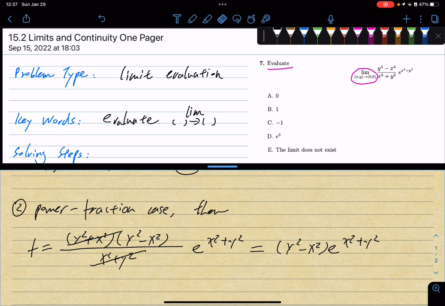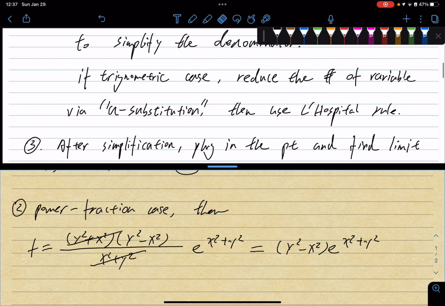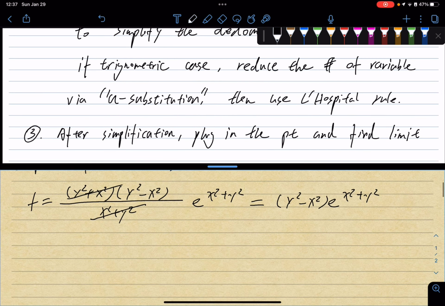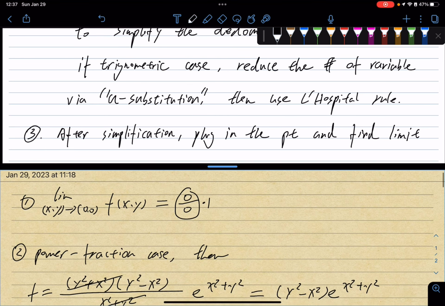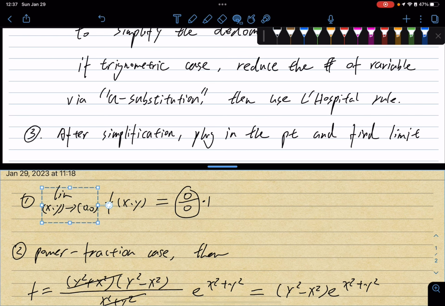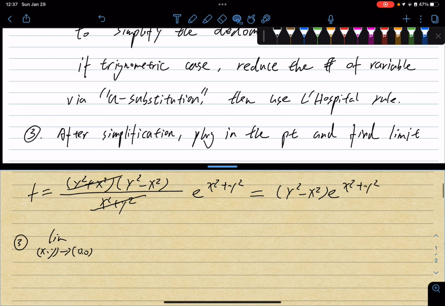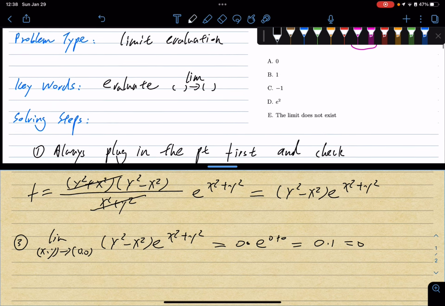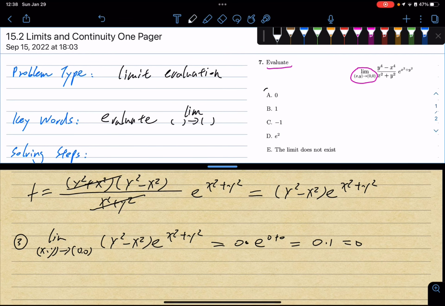So we have simplified the function successfully. After that, we're just going to plug in a point and find the limit. So step 3, the limit of x or y approaching 0. I'm going to duplicate this really quickly so that I don't make any mistakes. This will equal 0 times e to the 0 plus 0. This equals 0 times 1, which equals 0. So this approach is valid because there is no 0 over 0 or infinity over infinity showing up in our limit evaluation. So therefore, the answer to this question is A, 0.